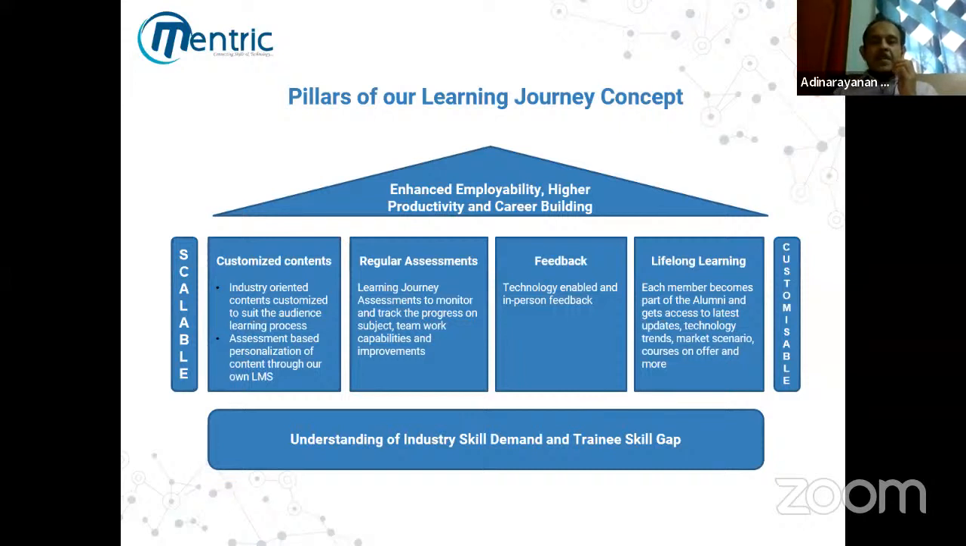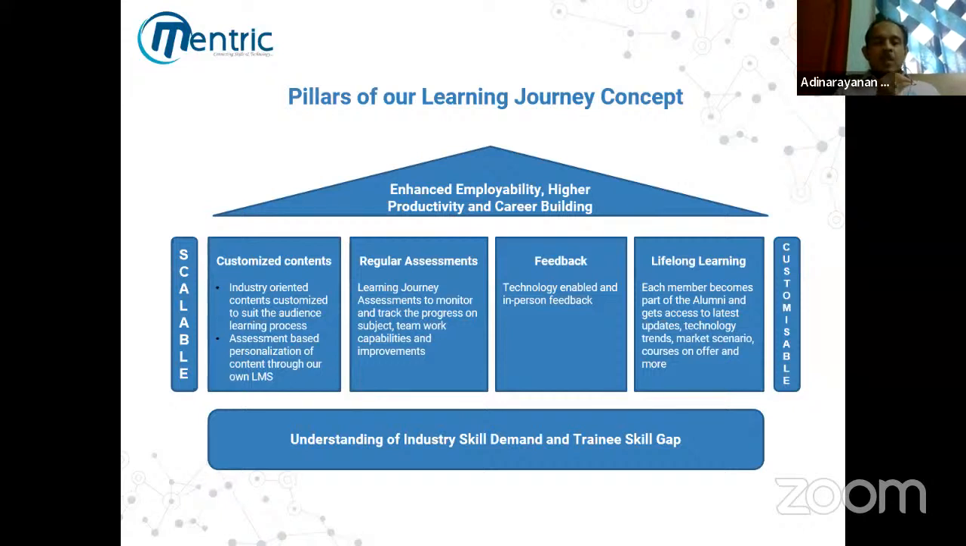We do regular assessments so that we are part of your learning journey. We monitor and track and tell you how to move forward. We give you feedback, technology based. There is a learning management portal through which the learning would happen. And once you are there, you become an alumni of our learning management portal, and you can do lifelong learning. We give you snippets. We share knowledge in a nutshell, and you can keep learning. So these are the fundamental pillars.